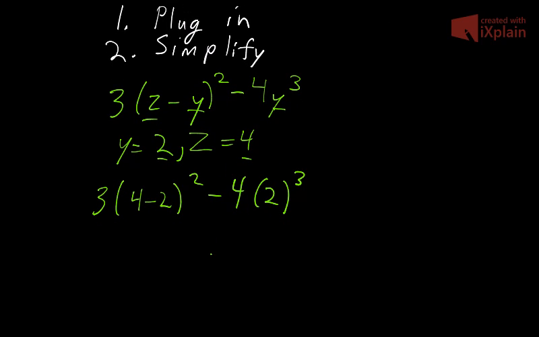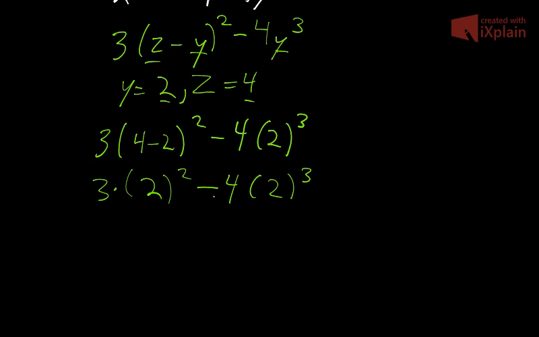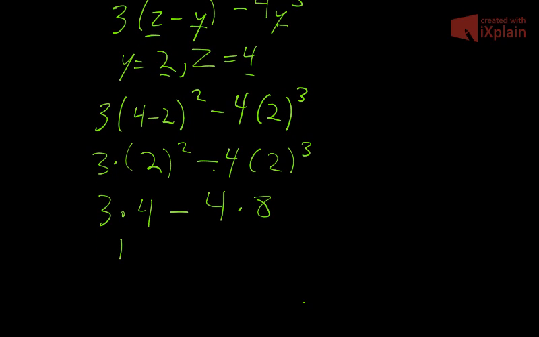So 4 minus 2 here is going to be 2. And that is inside the parentheses, so that's the first thing I'm going to do. And now that my parentheses are all simplified, I need to do some exponents. 2 squared I know is 4, so this is going to be 3 times 4 minus 4 times 2 cubed. 2 cubed is going to be 8, so it's 4 times 8. 3 times 4 is going to be 12, minus 4 times 8 is 32.